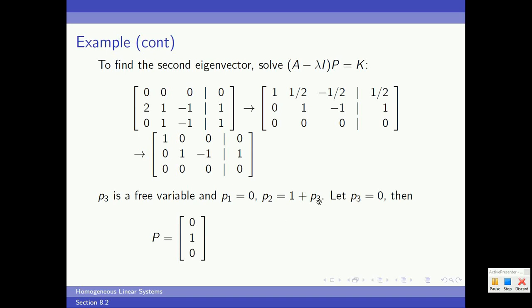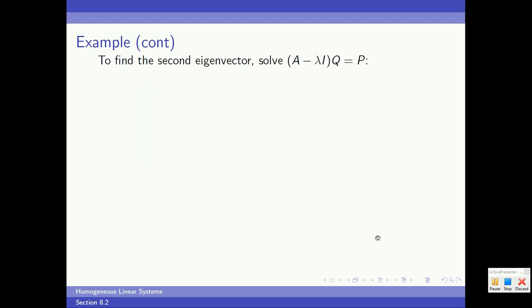So in this case, I can say my p3 is 0 because that doesn't give me a 0 eigenvector. And so I get this simple eigenvector. It makes my life simpler for when I need to find my third one. Okay, so then this is my solution. Remember, this was my original k, t e to the t, and then this is my p e to the t, because my lambda is just t.